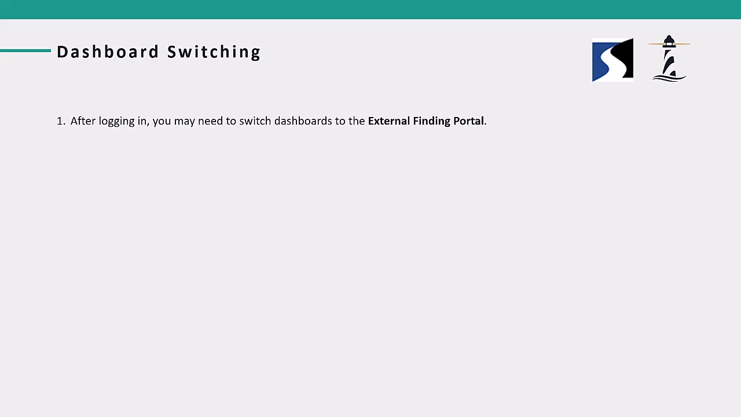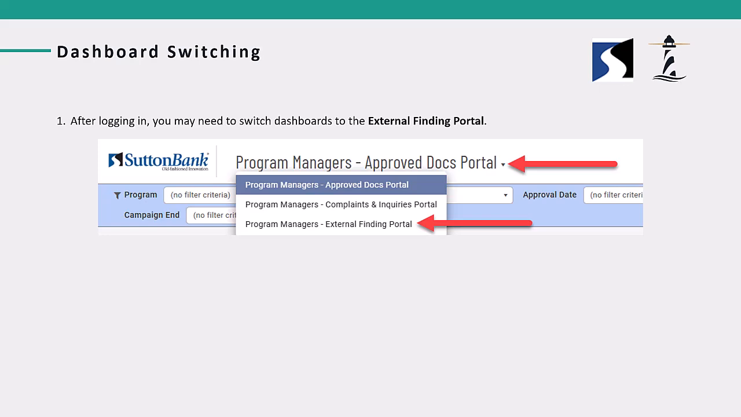Since the program managers may have access to more than one dashboard and solution in OnSpring, you may need to switch dashboards to access the external finding portal. To switch dashboards, click the down arrow of the current dashboard, then select Program Manager's External Finding Portal option.